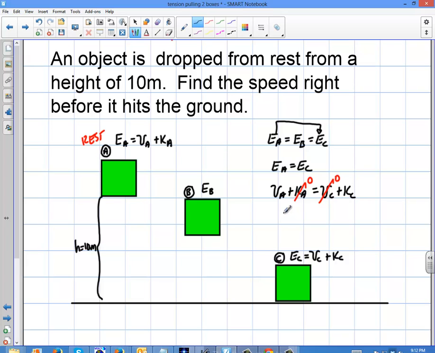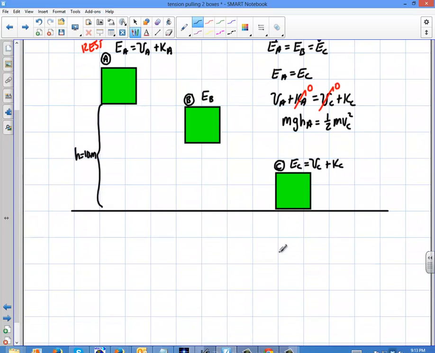So the potential energy of A is simply going to be mgh of A equals 1/2 mv squared of C. So that's what I'm going to be using here to find the final speed at the ground. Now I'm going to go down here a little bit further and keep writing. So I'm going to say mgh of A equals 1/2 mv squared of C.